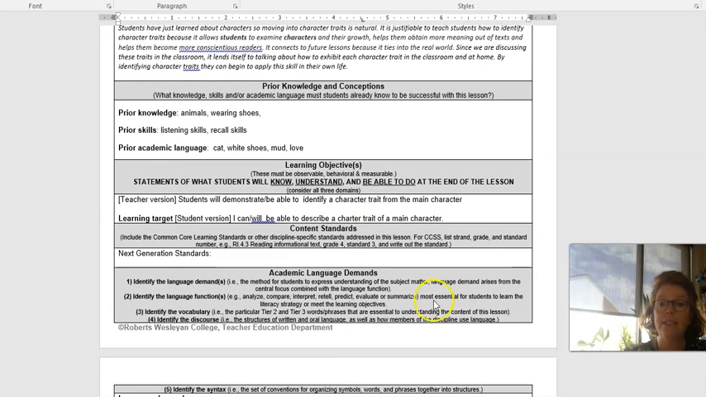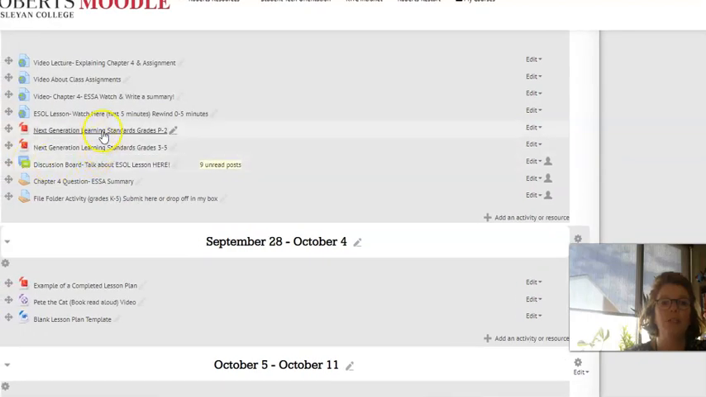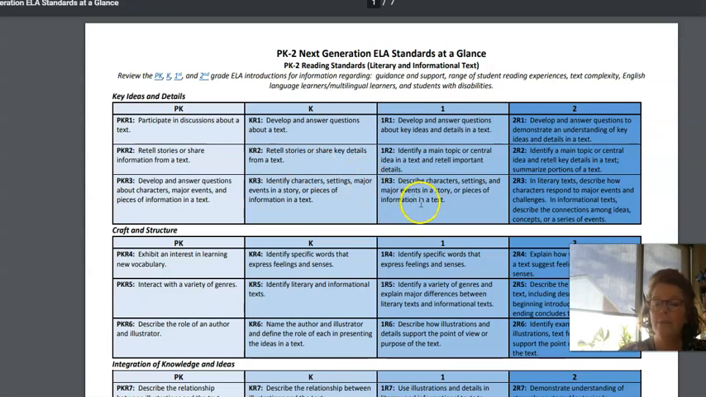Okay, let's move on to content standards. We now use next generation standards. I have them posted over here in Moodle for you. Next generation. We're going to go to grades P through 2, so let's open these up. And we said we're going to talk about character traits. So we have key ideas and details, craft and structure, grades PK, K, 1, 2. So let's go through grades 1 and 2 here.